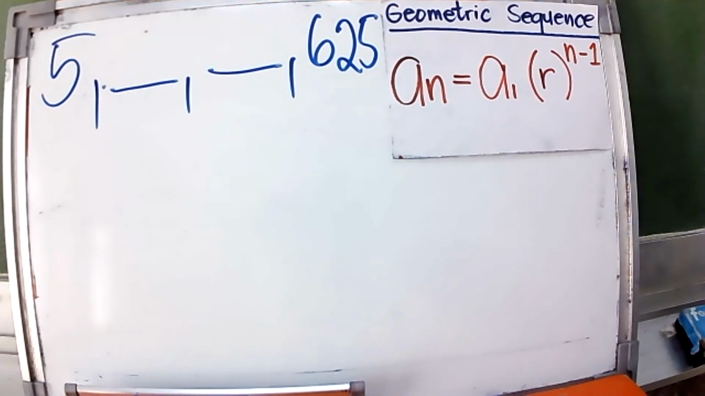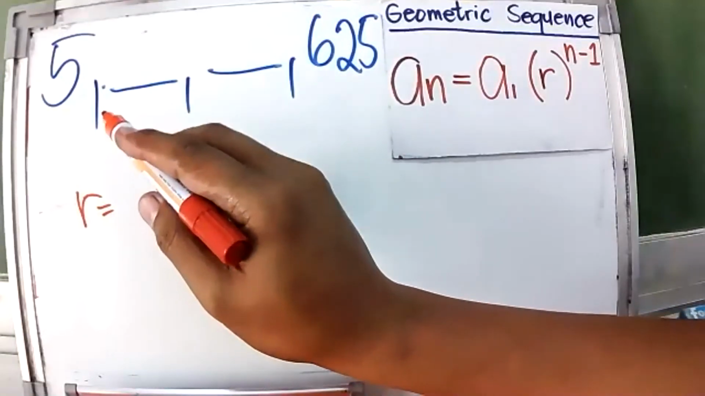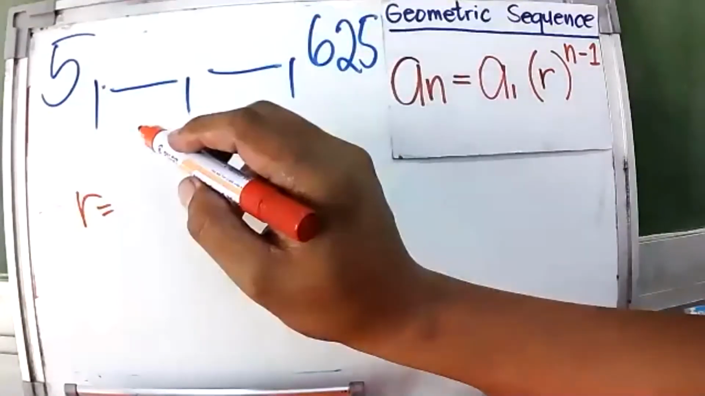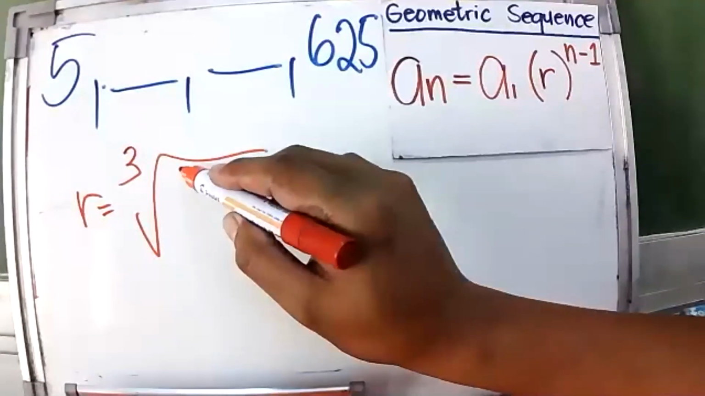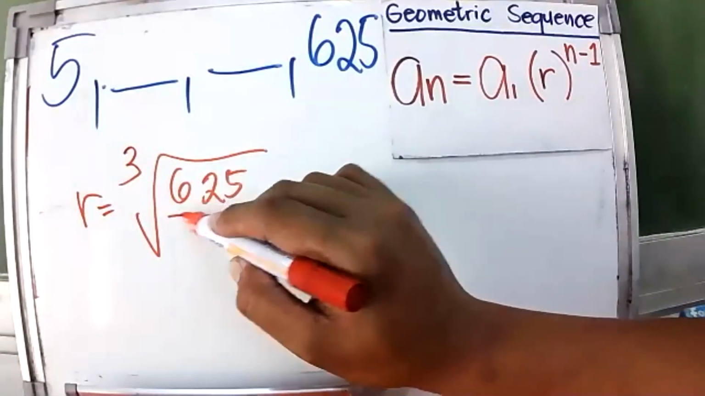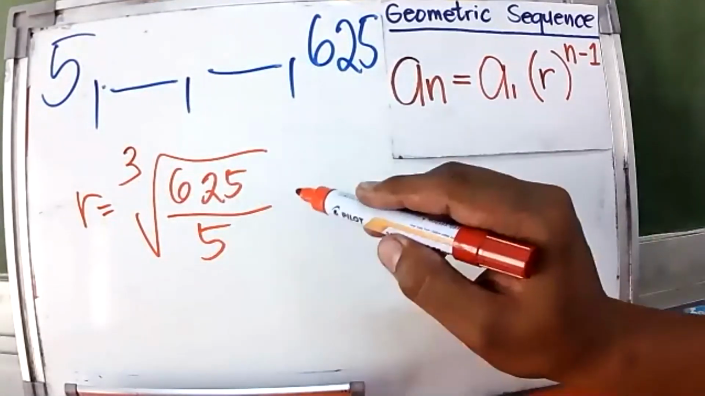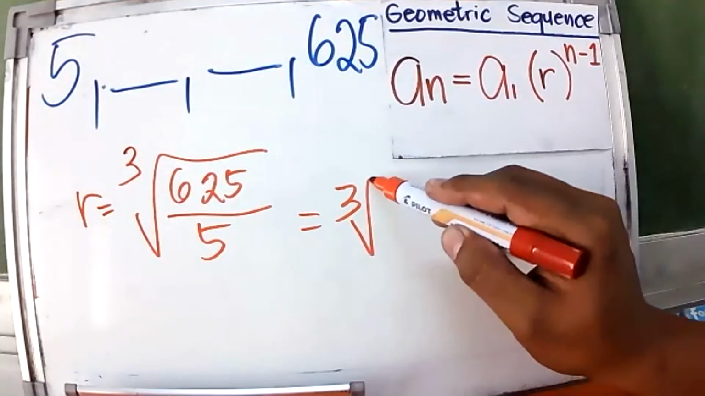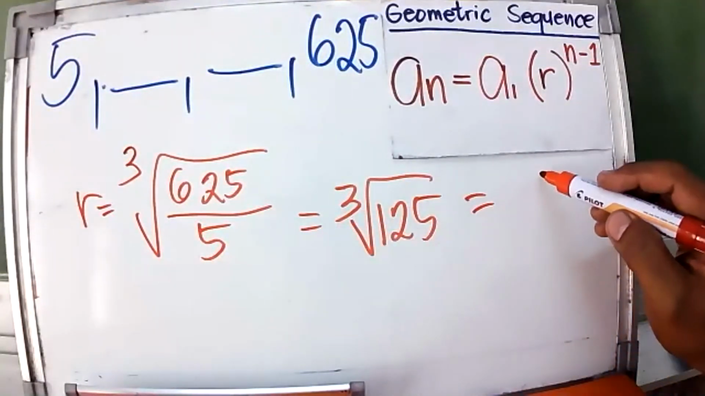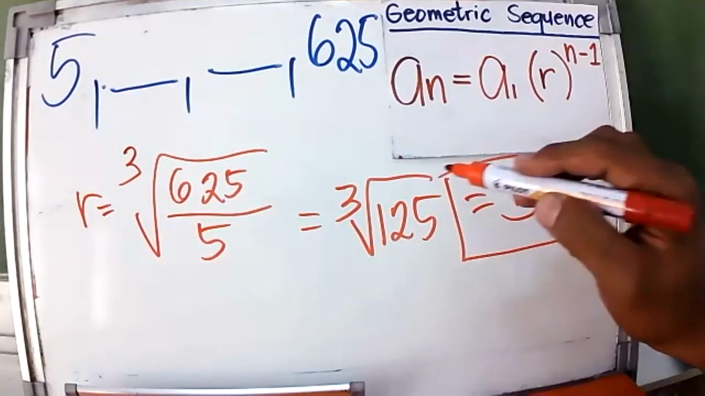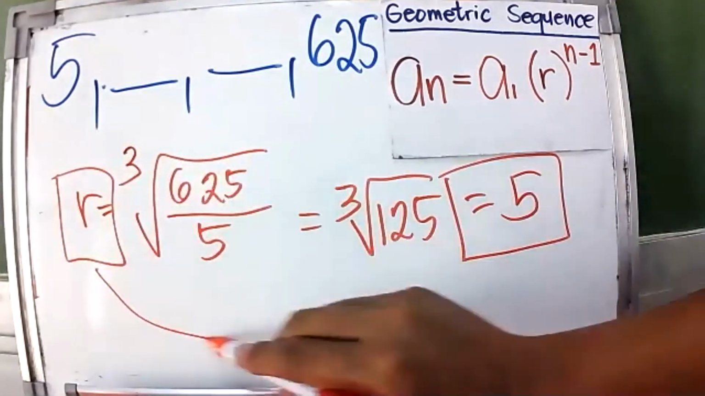Okay. So I guess you already got the process. Just to show you the process, r is equal to the (n minus 1)th root, 1, 2, 3, 4, that's 4 minus 1. That's the cube root of 625 over 5. 625 divided by 5 is 125, so the cube root of 125. And the cube root of 125 is 5. Therefore, that is your common ratio.